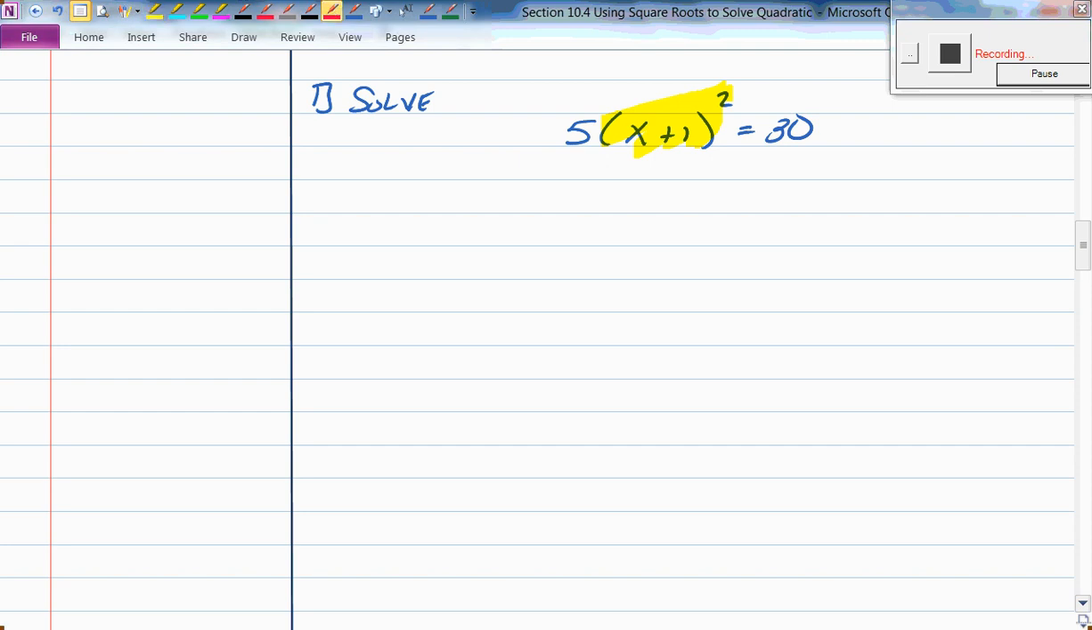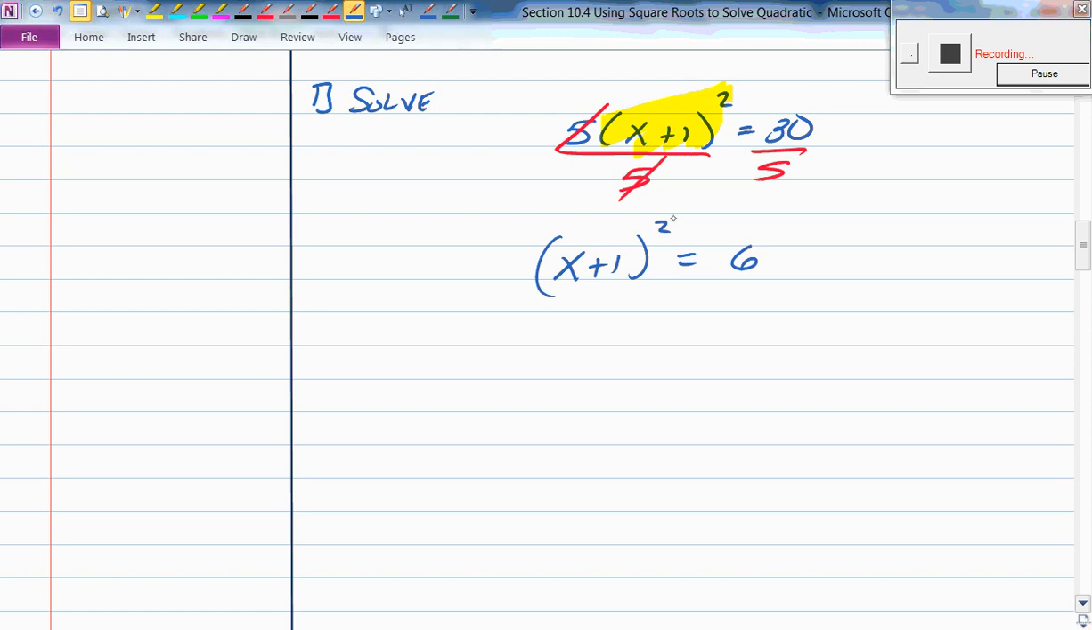No, I don't distribute. You divide by 5. Nice job, Andres. We divide by 5 on both sides first. That's the easiest thing to do. Check it out. Here's what you have left. That gives you an x plus 1 all squared is equal to, how much is 30 over 5? 6. Very good.